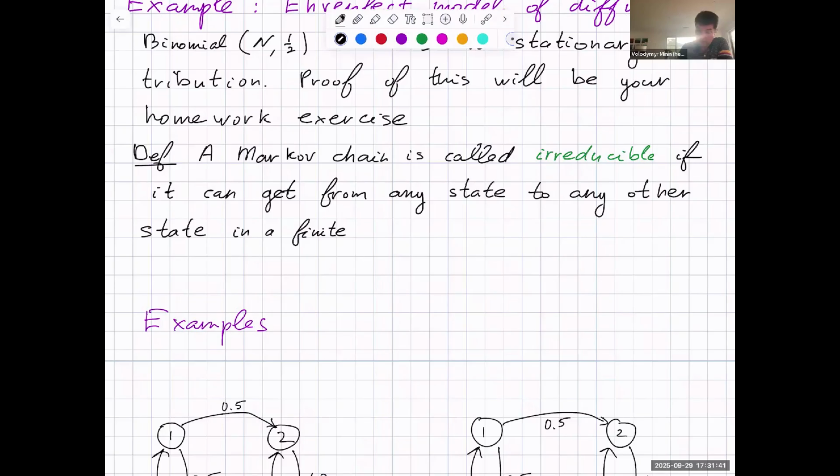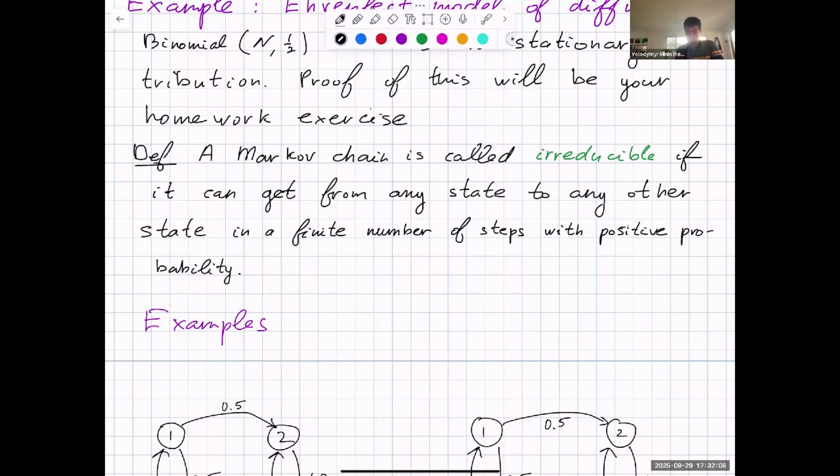A finite number of steps with positive probability. I don't need it to be 1. But if I can do it, that'll be fine.